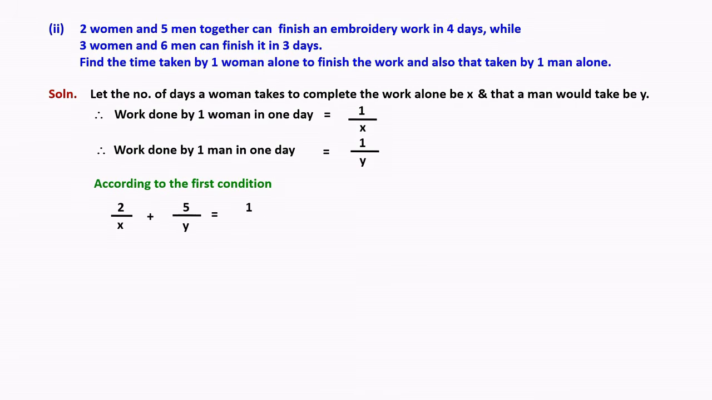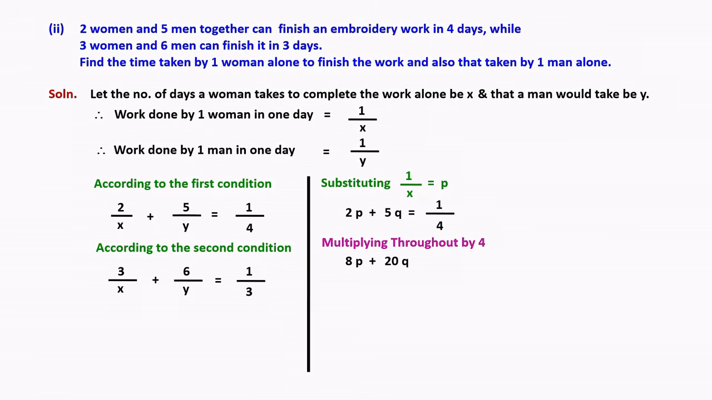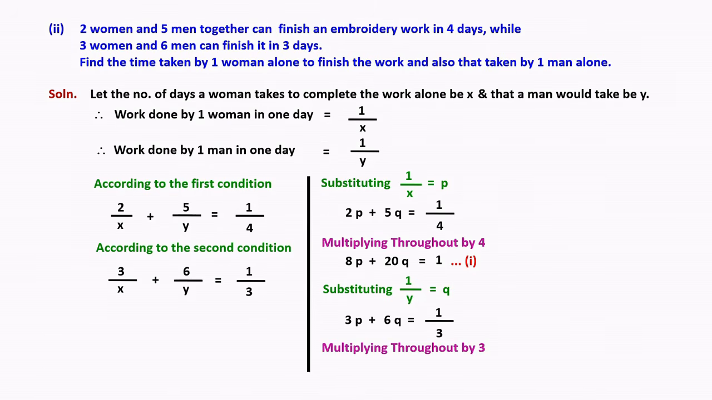Now, let us substitute 1 by X as P and 1 by Y as Q. So the equations become 2P plus 5Q equals 1 by 4. Multiplying throughout by 4, we get 8P plus 20Q equals 1. This is equation 1. Similarly, 3P plus 6Q equals 1 by 3. Multiplying throughout by 3, we get 9P plus 18Q equals 1. This is equation 2.